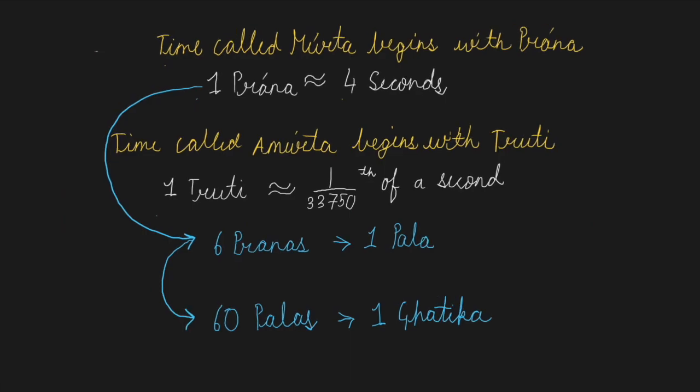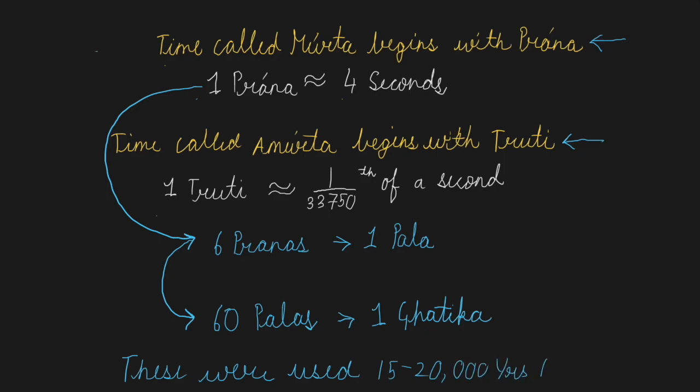The time called murta begins with prana, which is a proportion of time containing 4 seconds. The time called amurta begins with Thruti, which is a very small proportion of time, which is 1 over 33,750th part of a second. The time which contains 6 pranas is called a pala, and that which contains 60 palas is called a ghatika. These are the examples of the ancient units used 15 to 20,000 years ago.